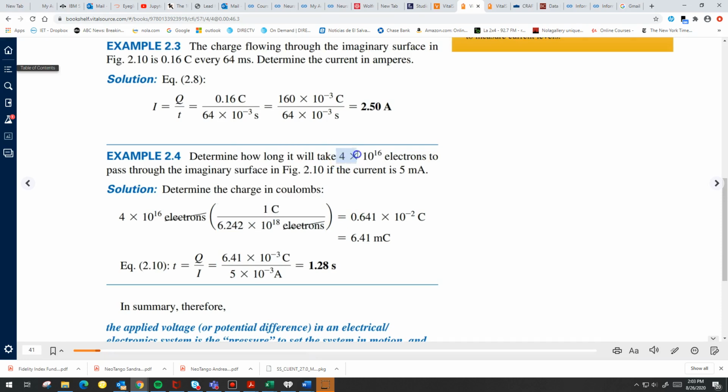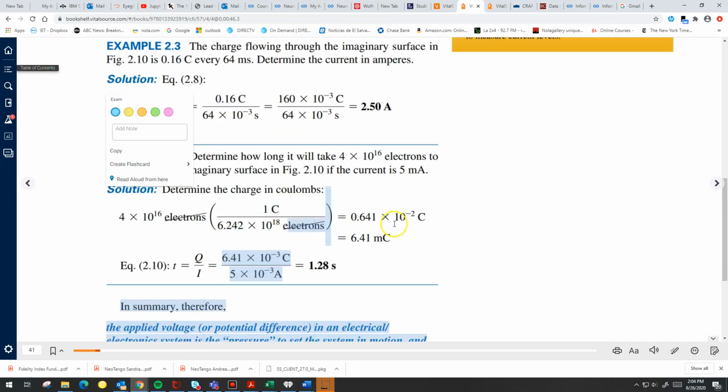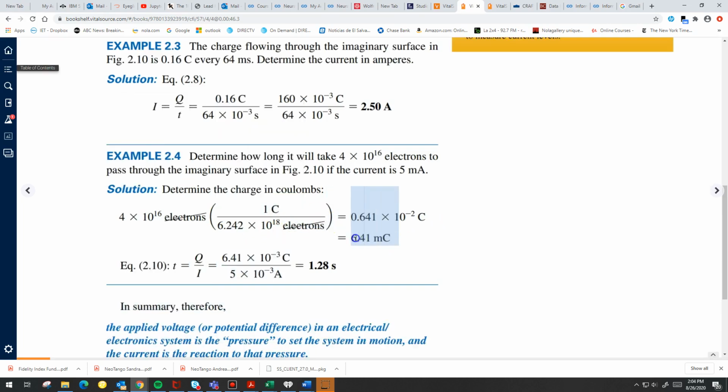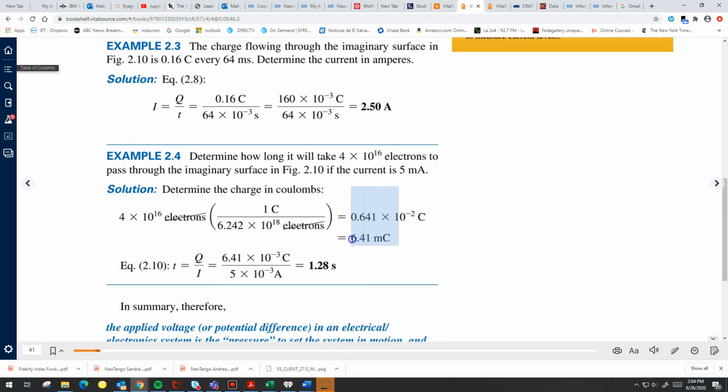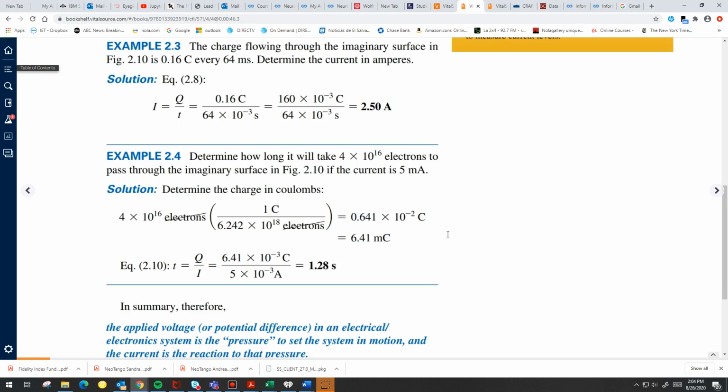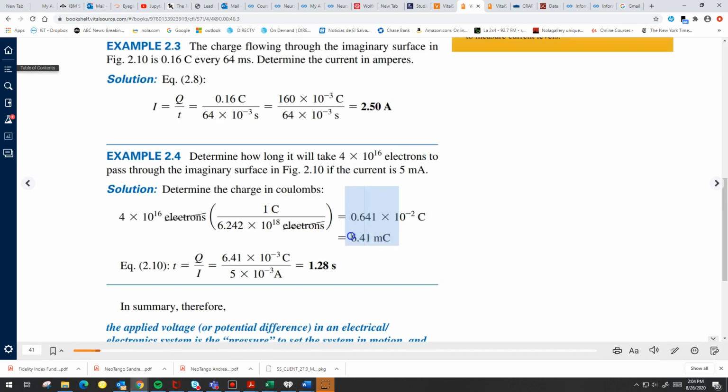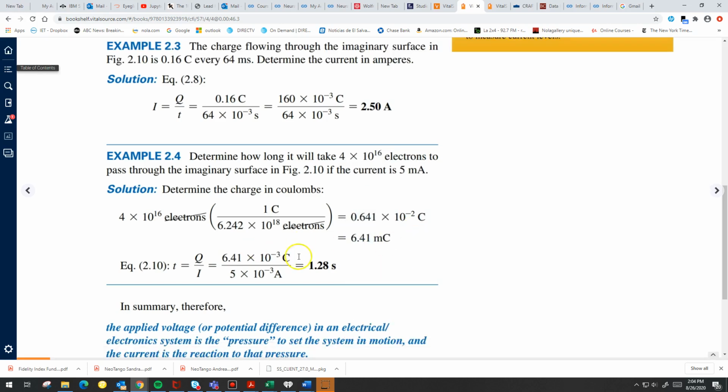So that means that 4 times 10 to the 16 electrons, if we use this expression, is equivalent to 6.41 microcoulombs, right? So the important point here again is that in order for me to use that equation for current that I gave you previously, I had to put this charge in terms of coulombs. Now that it's in terms of coulombs, I can just directly apply it to the equation, right?